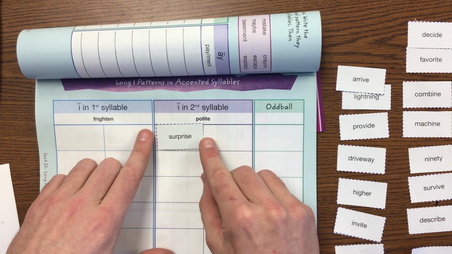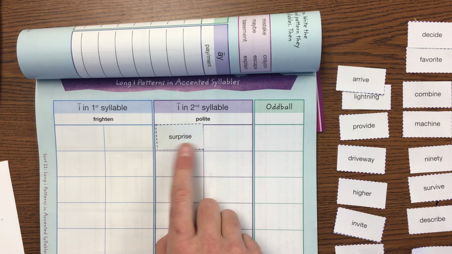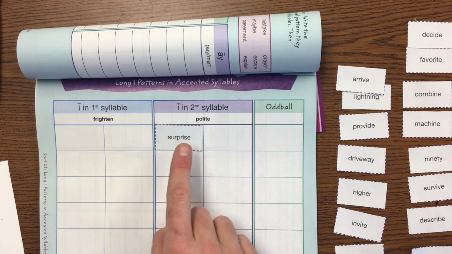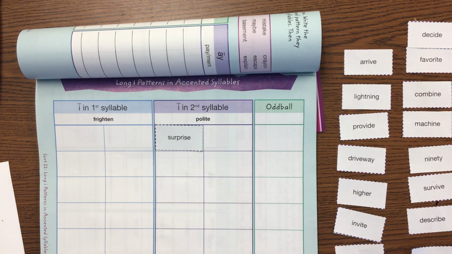You would go there. Now be careful that you're looking at the syllables and where the long I's fall. That's going to be important when we look at invite, because invite has two I's. We have lightning.